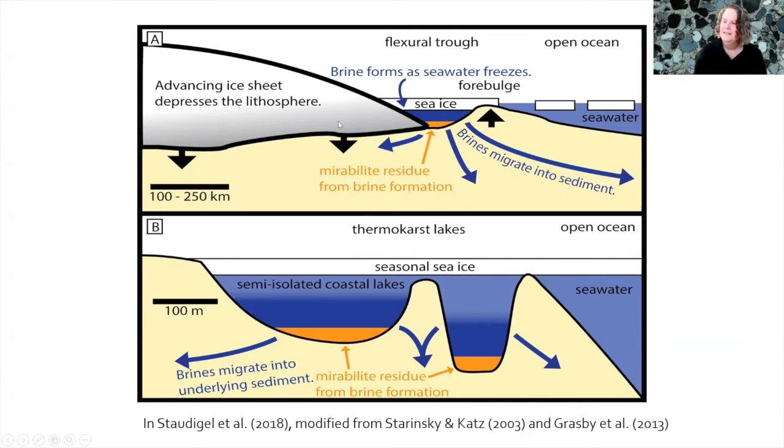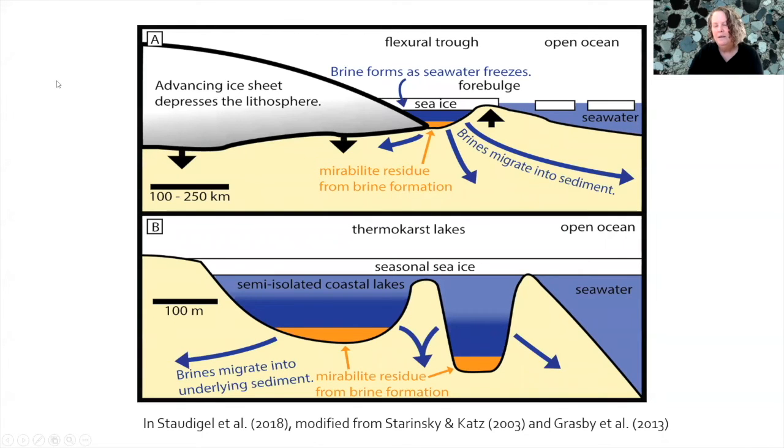So one idea is that this forms a sort of isolated seaway, and brine can form as seawater freezes. That brine sinks to the seafloor and it migrates into the sediment. And as it migrated into the sediment, it displaced the connate seawater, which was less dense, and settled into the bottom of the basin. On a smaller scale, where you have times of higher sea level and seawater invades coastal lowlands, you can also isolate seawater.